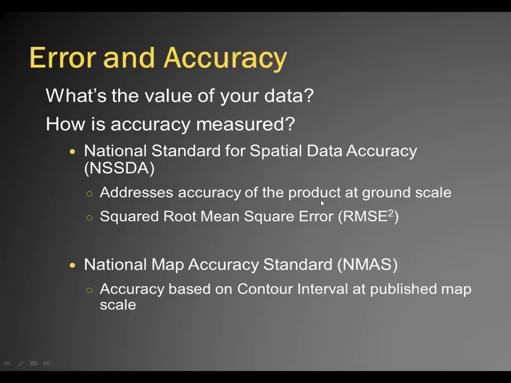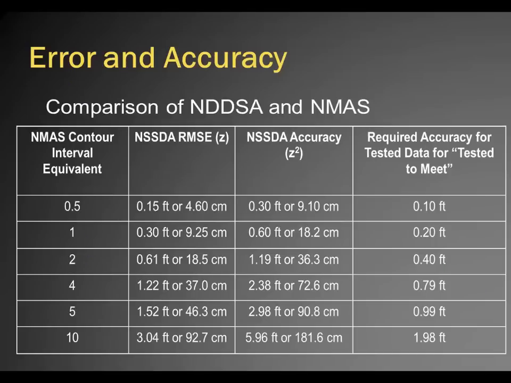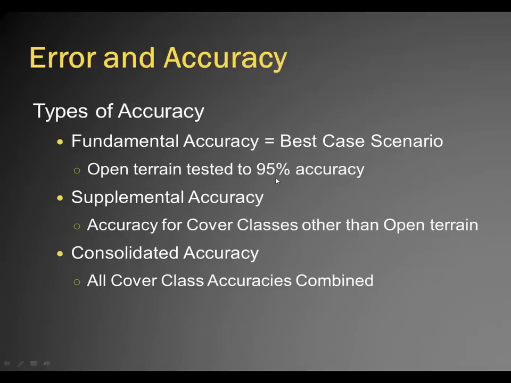Determining the value of this data is very important; you need to understand the accuracy measurements that were used in this process. The 2 that were used were the NSSDA and the National Map Accuracy Standards. And these 2 are comprised of several components. Here's a comparison of the 2. The NMAS is a contour interval equivalent. The NSSDA, we have an RMSE component and a 95% confidence factor component. But these are the two national standards that were used in our accuracy calculations.